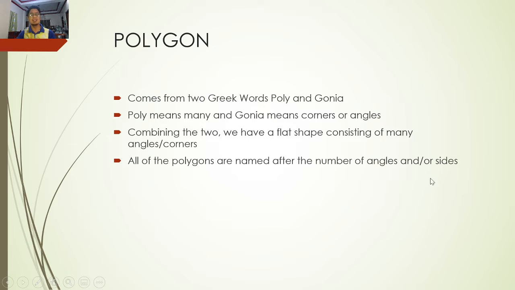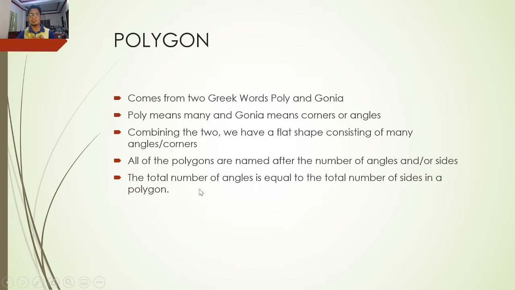So yung pagpapangalan pala natin ng polygon, depende sa dami ng angles or corners niya, o kaya naman depende sa number of sides. Now, we might be able to ask, bakit pati yung sides? Dahil the total number of angles in a polygon is equal to the total number of sides dun sa mismong polygon na yan. Kung gaano raw karami ika yung ating angles, ganun din karami yung sides sa isang polygon.